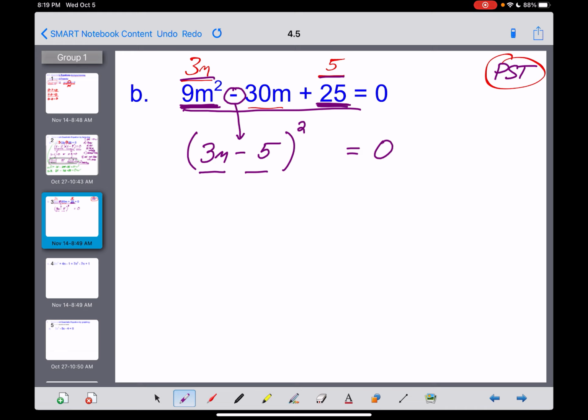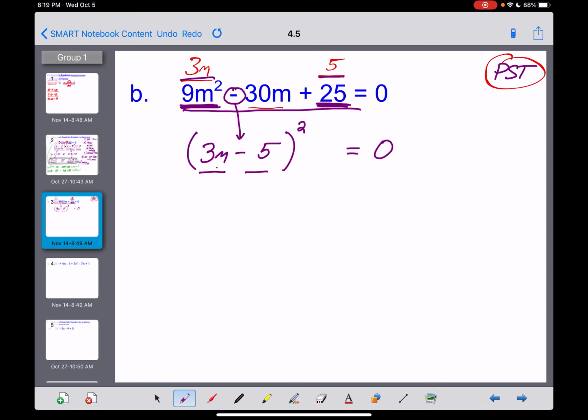Now, this is still a practical application of the zero product property. And in that case, it wouldn't be a terrible idea to write this out as 3m minus 5 times 3m minus 5 and set it equal to 0 and go to town. But I want to talk to you guys real quick about how to solve this, because this is a nice case.